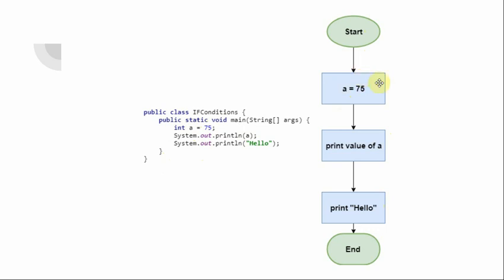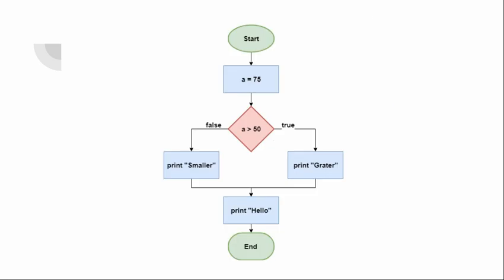What if we want to create different branches based on a condition? We want to deviate, to do a detour. For that we use an if condition. Look at another example here. We start with a is equal to 75, then we check the condition, and if it's true we print greater, if it's false we print smaller. Can you see the difference, how we created a branch and alternative flow based on the condition?